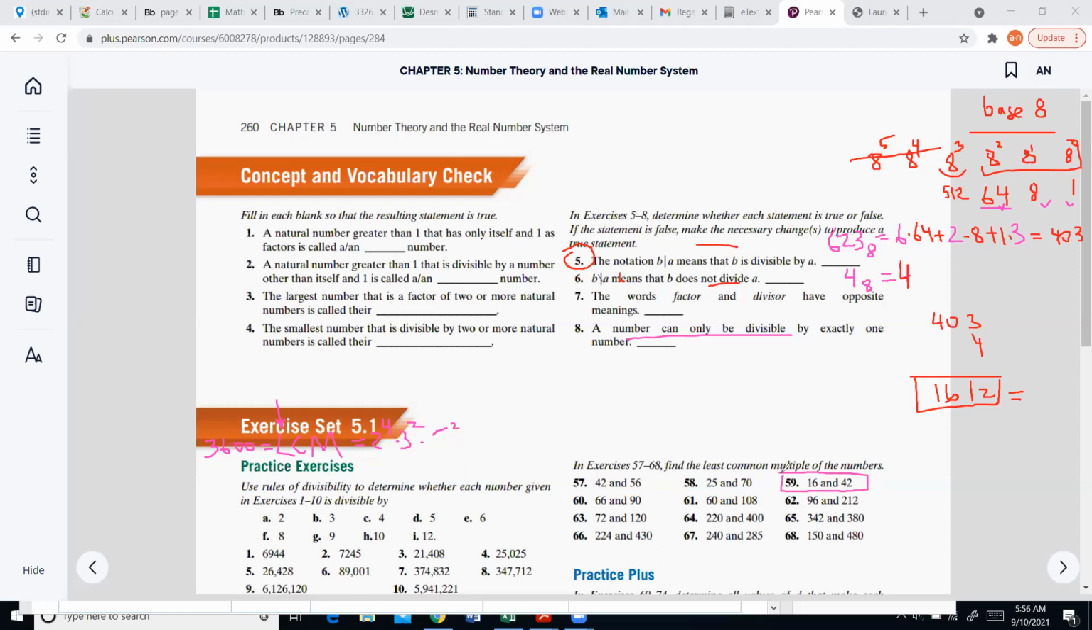So let me try 59. That's something more likely that you get compared to the problem I just did. So find the least common multiple of the numbers 16 and 42. Did I do it last time? I don't remember, but anyways, let us factor this. So 16 you factor as 4 times 4, and then you end up with a bunch of factors of 2, right?